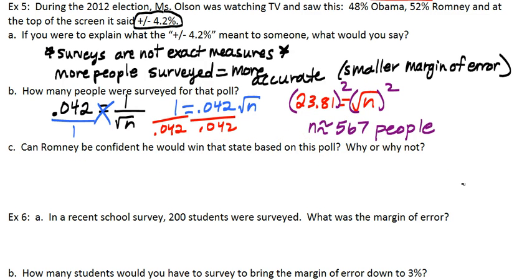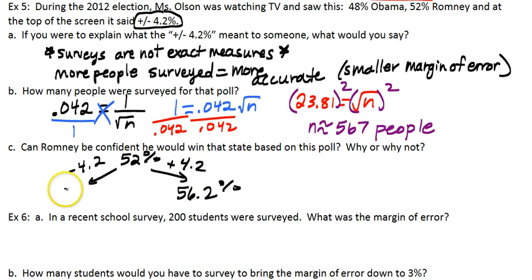Well, to figure this out, it said that Romney was at 52%. So based on our margin of error, let's find what the actual true low end is. And remember, to find the low end, you subtract the margin of error, and to find the high end, you add the margin of error. So on the high end, it could be 56.2%. On the low end, it could be as low as 47.8%. So can Romney be confident he's going to win the state? No. He may lose because it might be as low as 47.8%.